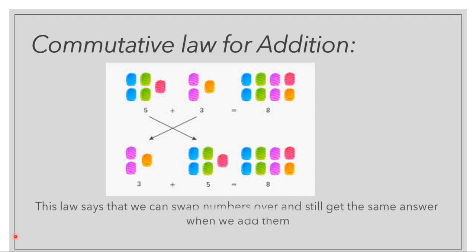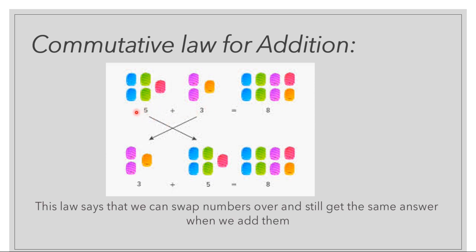So this commutative law for addition says that we can swap numbers over and still get the same answer when we add them, which means that when we add 5 into 3 we got 8, and when we add 3 into 5 again we got 8. So we just swapped the numbers and got the same answer. It does not matter whether we add 5 plus 3 or 3 plus 5, we got the same answer. So we just change the place of the numbers.